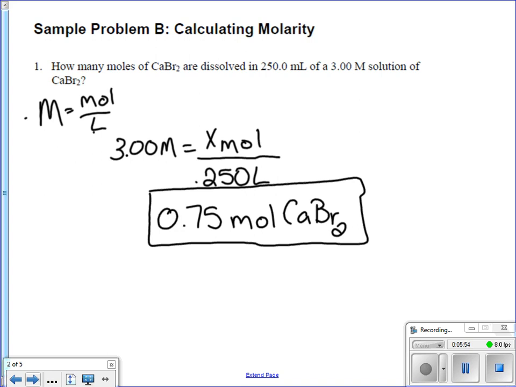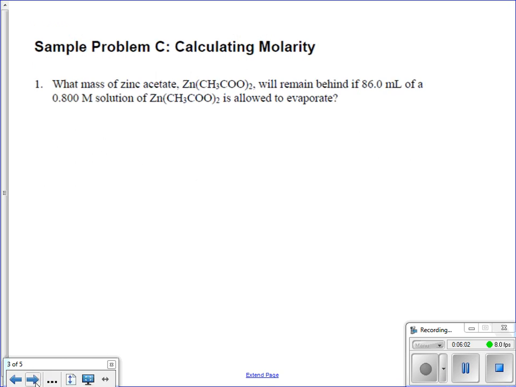All right, so now we're going to move on to molality. Be careful. Pay attention to the difference, molarity and molality. Oh, nope, we've got one more molarity problem. Sorry. Molality will be next.